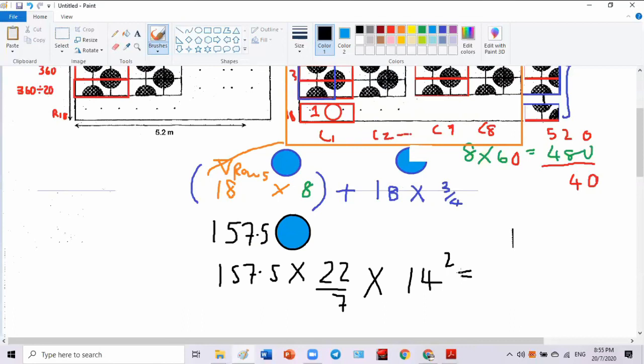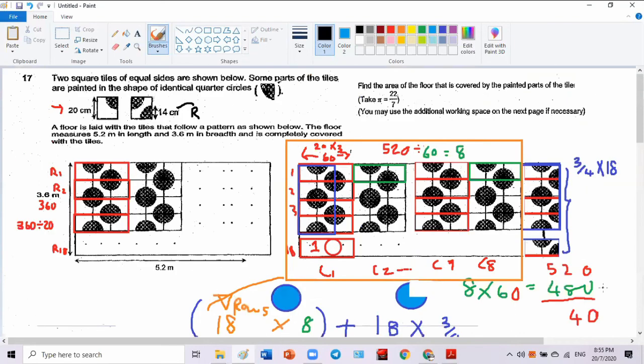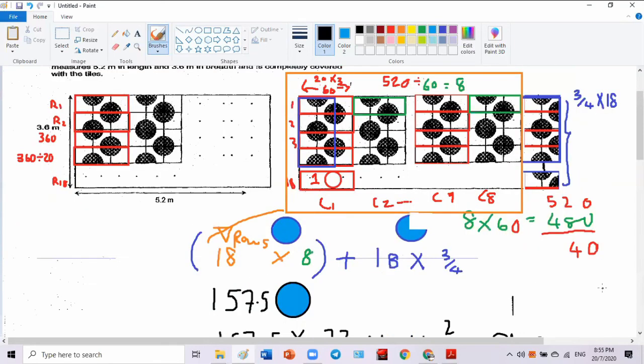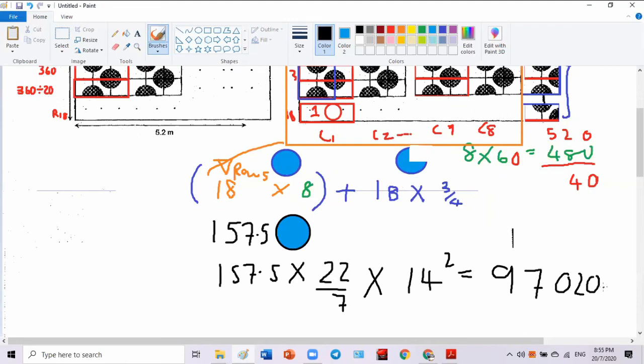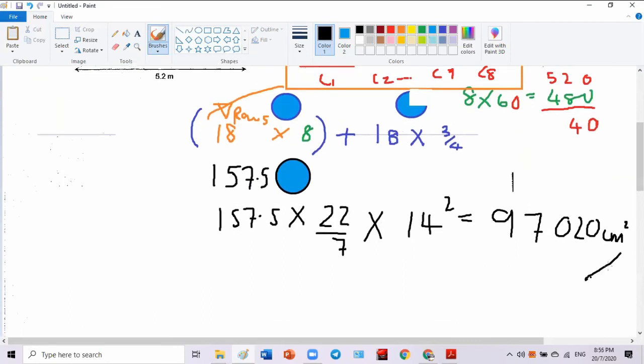What did you get? 9702. Is it cm? Oh, meters? No, cm. We work in cm. Okay, cm squared. Can anyone confirm this? 9702 cm squared?